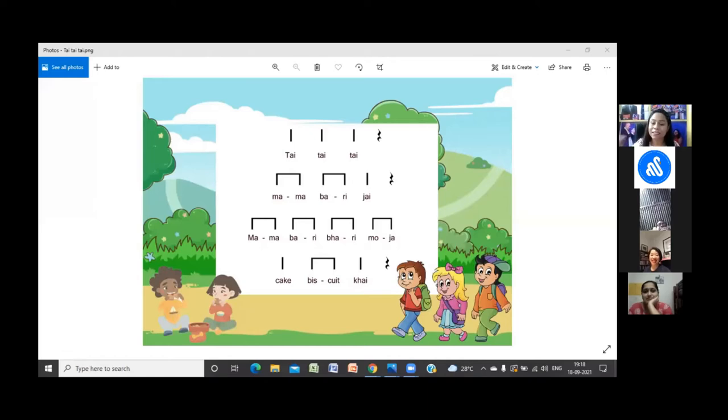Tai. Siraj bari jai. Siraj bari bhari moja. Cake biscuit khai. Sriraj, your turn. Thank you. Akshay bari jai. Akshay bari bhari moja cake biscuit khai.